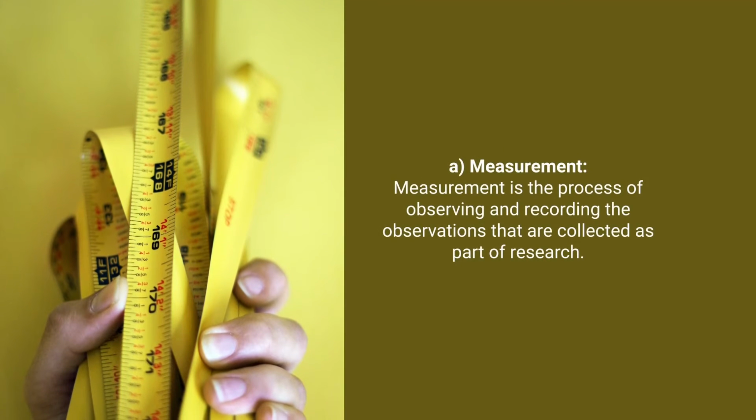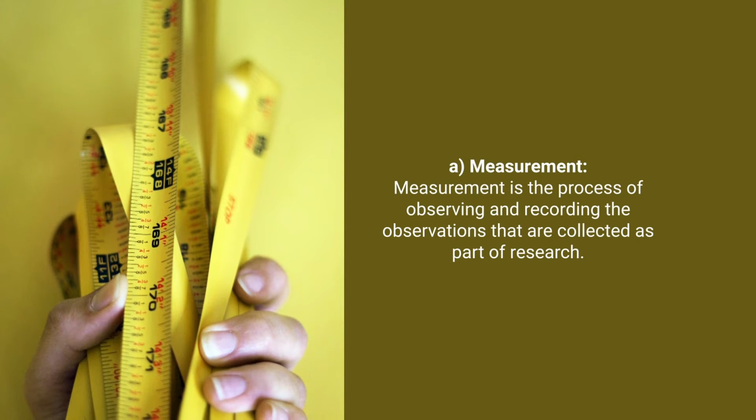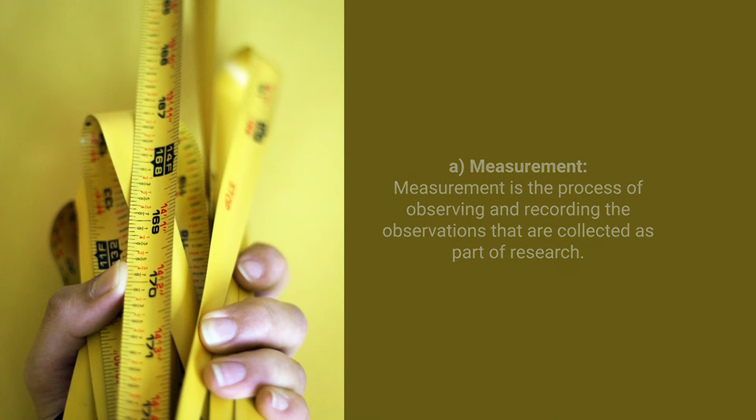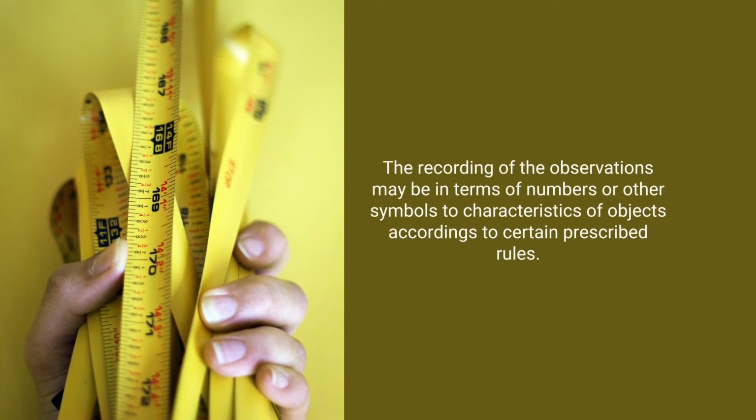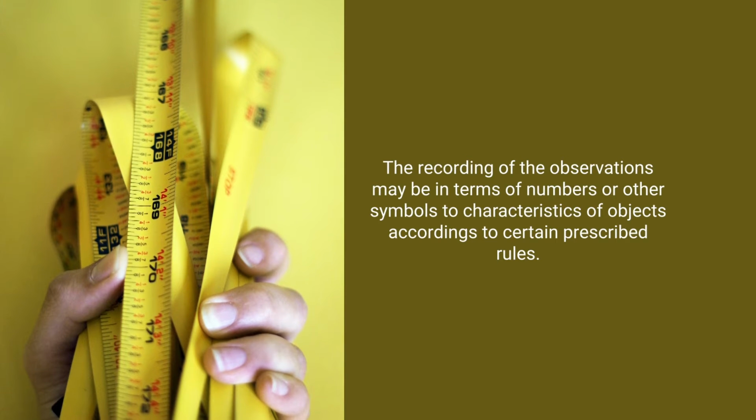Measurement is the process of observing and recording the observations that are collected as part of research. The recording of the observation may be in terms of numbers or other symbols to characteristics of objects according to certain prescribed rules. The respondents' characteristics are feelings, attitudes, opinions, etc. The most important aspect of measurement is the specification of rules for assigning numbers to characteristics. The rules for assigning numbers should be standardized and applied uniformly. Uniformity, and how you make a standard, is very important, and this must not change over time or object. So this is what exactly measurement is.